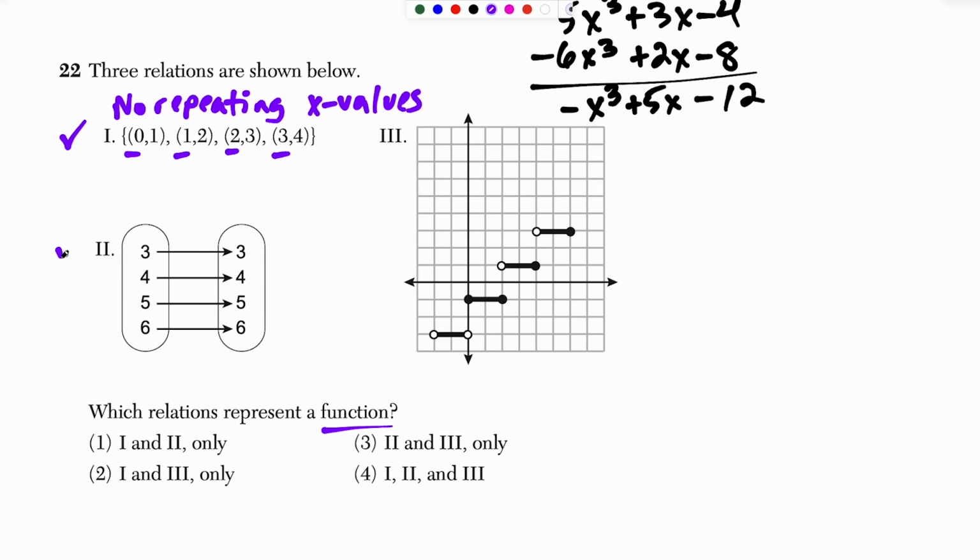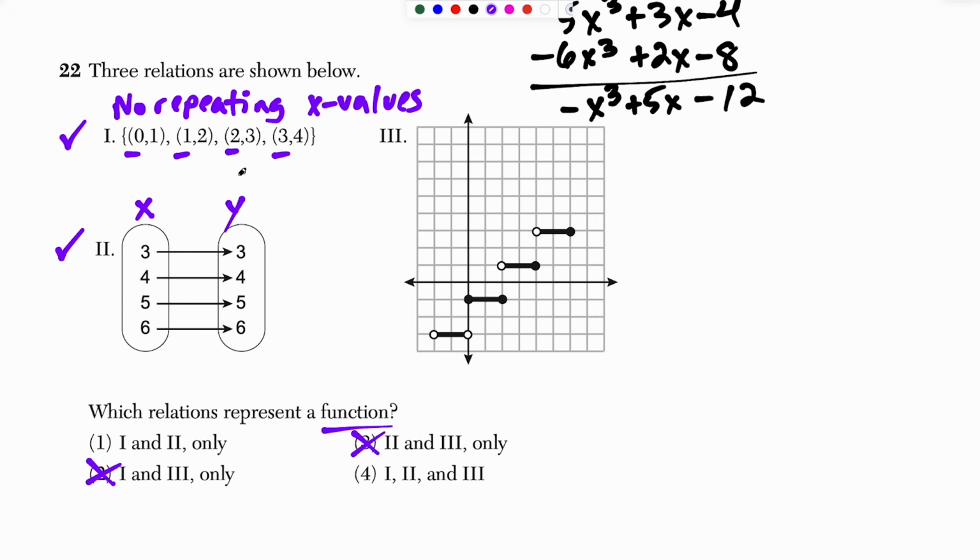Now notice Roman numeral 2 is good because all of the x's are going to one place in the y column here. So there's no repeating x values here. If we had something like this drawn in, where we have 2 arrows leaving the x column to 2 different y values, that would be no good. But that's not the case here. So 1 and 2 are fine, which means this answer choice is out and this one is out.